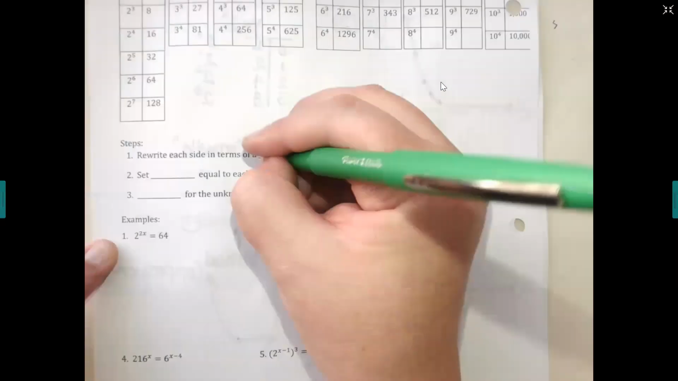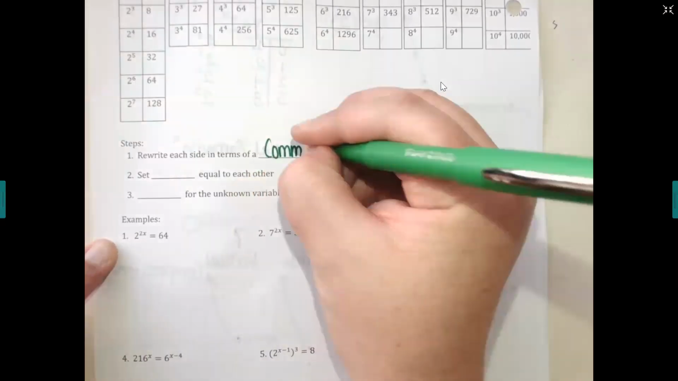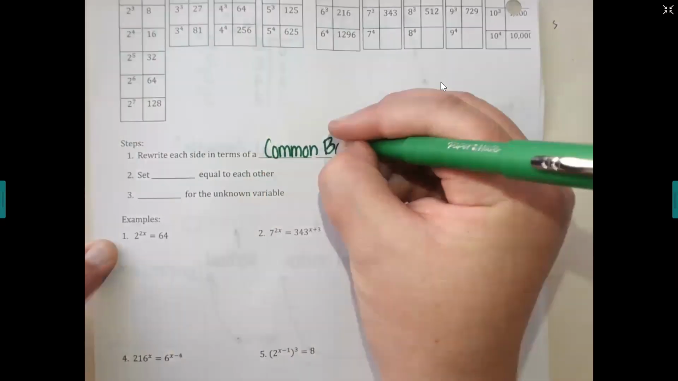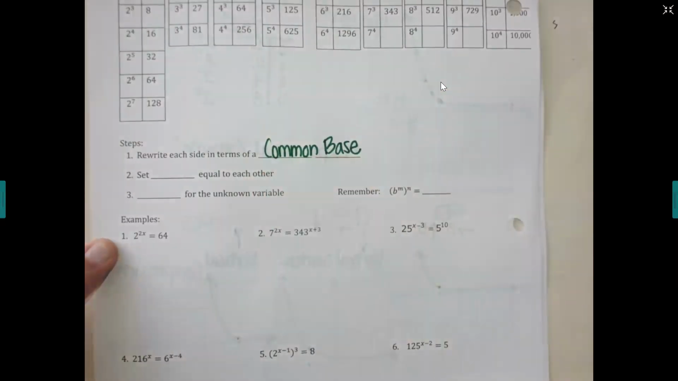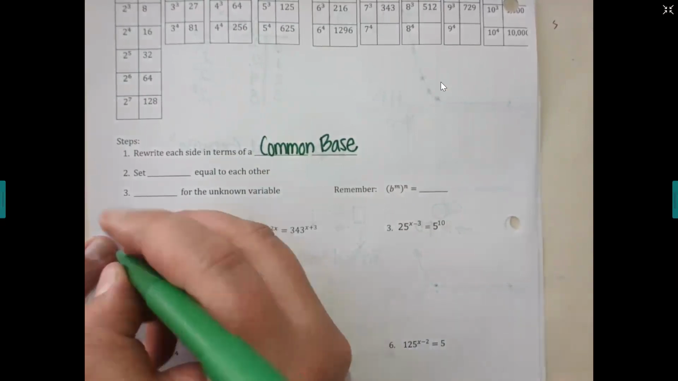Step number 1, you are going to convert to a common base. What I mean by that is that you're going to use all of the charts at the top of the page to try to get the same base on both sides. So for example, for number 1, it's 2 to the 2x. And I want my 64 to also be written as a base 2.